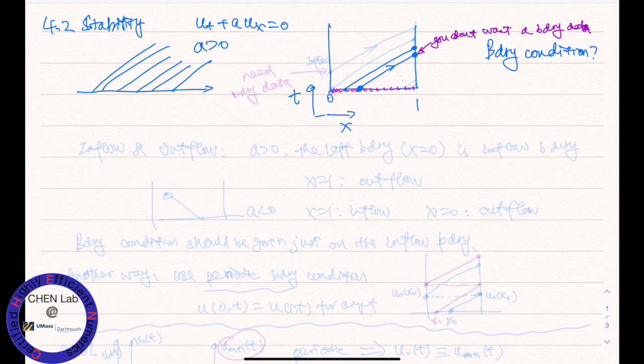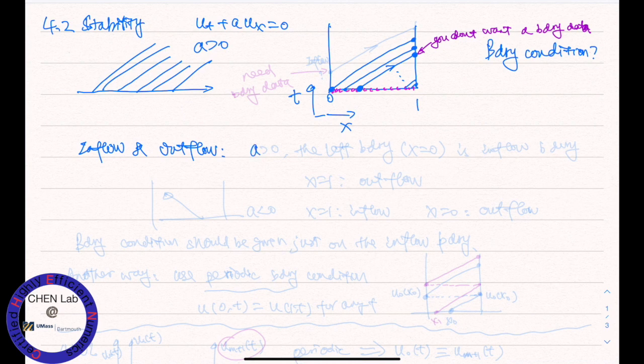So the extreme point is here. The initial condition at 0 would be transported here, and of course this goes all the way even to here. So in this case, there's a concept of inflow and outflow.